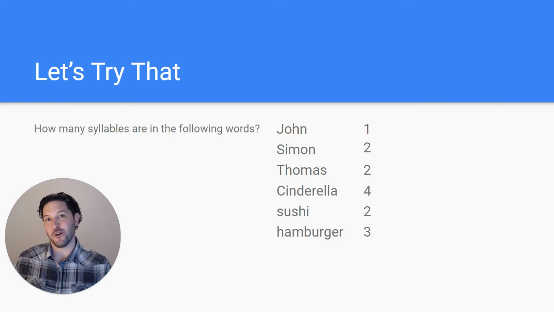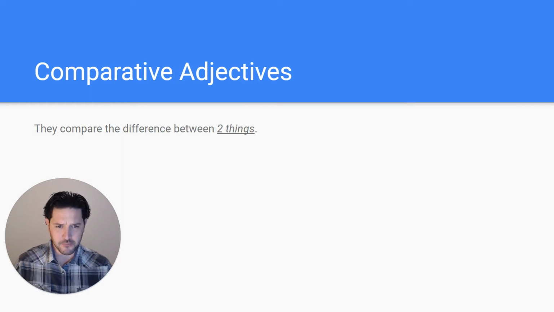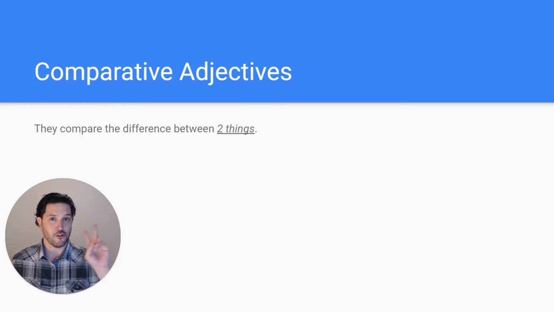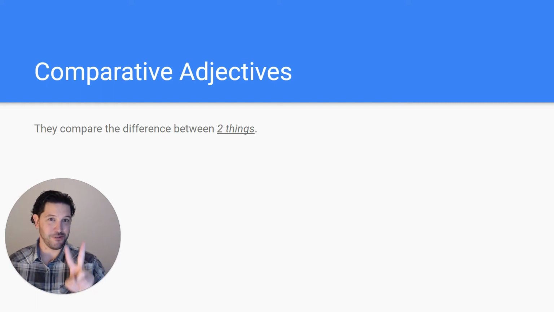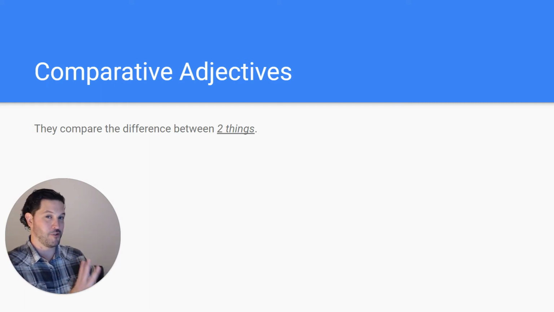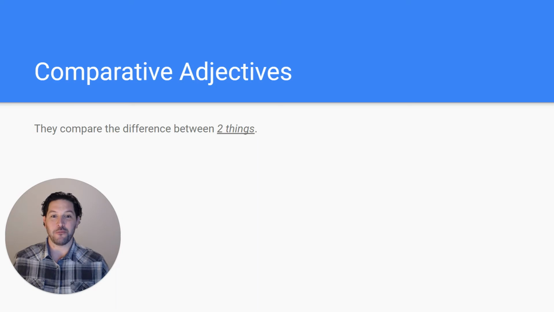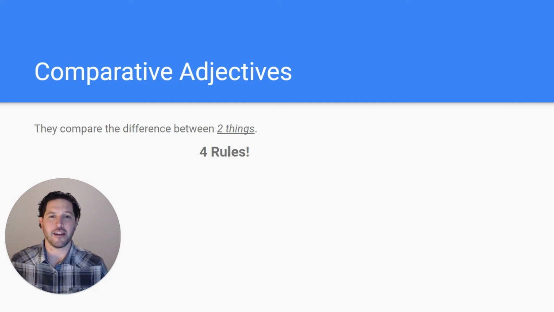We have to use those with the rules to make comparative adjectives. So it looks like this. Comparative adjectives compare two things, not one thing, not three things, only two things. It doesn't work for one, it doesn't work for more than two. The next video will be superlatives, and that's when we can talk about as many things as we want to. But today, two things.